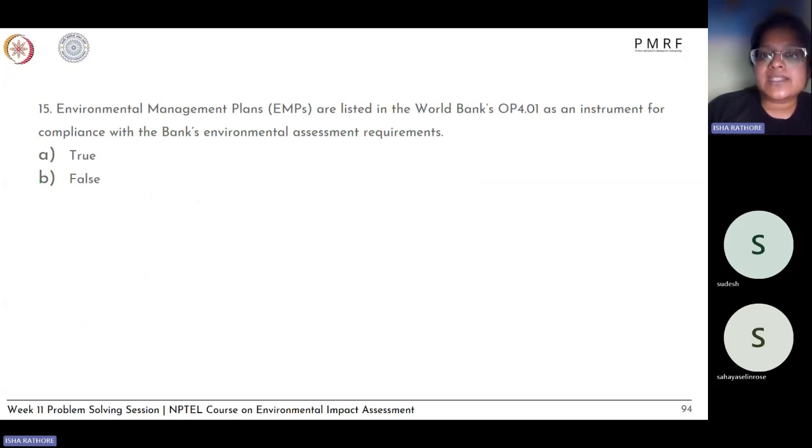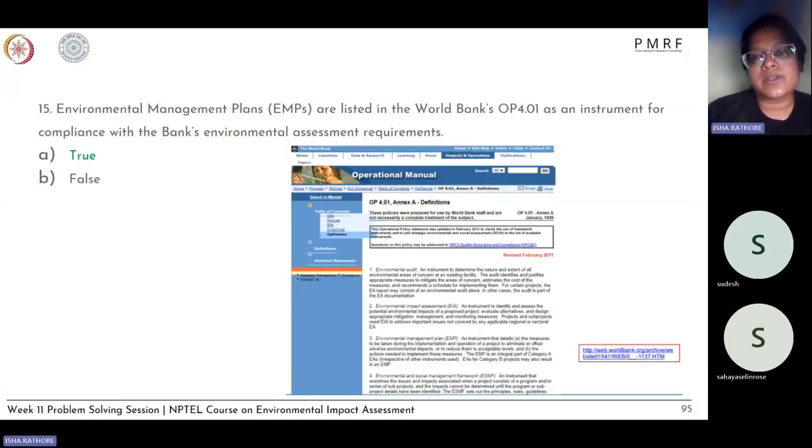Environmental management plans (EMPs) are listed in the World Bank's Operational Procedure 4.01 as an instrument for compliance with the bank's environmental assessment requirements. Is this statement true or false? We have answer A. Okay, so A is the correct answer. So in Operational Procedure 4.01 of the World Bank, they have mentioned the environmental management plans or EMPs as an instrument for compliance with the World Bank's environmental assessment requirements. So A, true, is the correct answer.